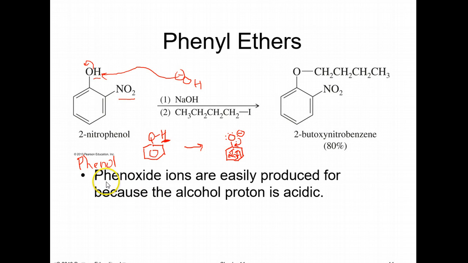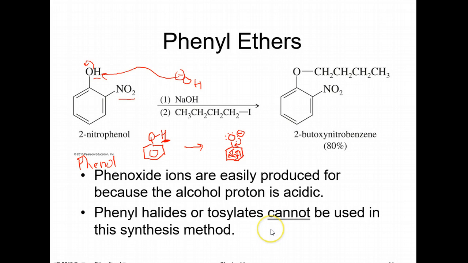All right, so phenoxide, this is called a phenoxide, are easily produced because the alcohol proton is more acidic. I just said this, didn't realize that these were already in the notes. And the phenyl halides and tosylates cannot be used in this synthesis method. Yeah, so obviously I can't have this as the iodide or the tosylate. Okay, if this was the iodide, then I'd be attacking an sp2 carbon, and we know that SN2s do not occur on sp2 carbons, they occur on sp3. So your alcohol, your OH group, has to be on the aromatic ring, not on the alkyl part of it. Okay?